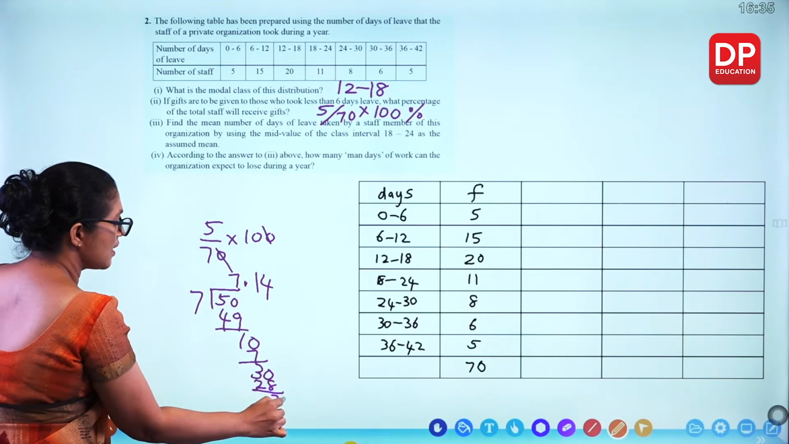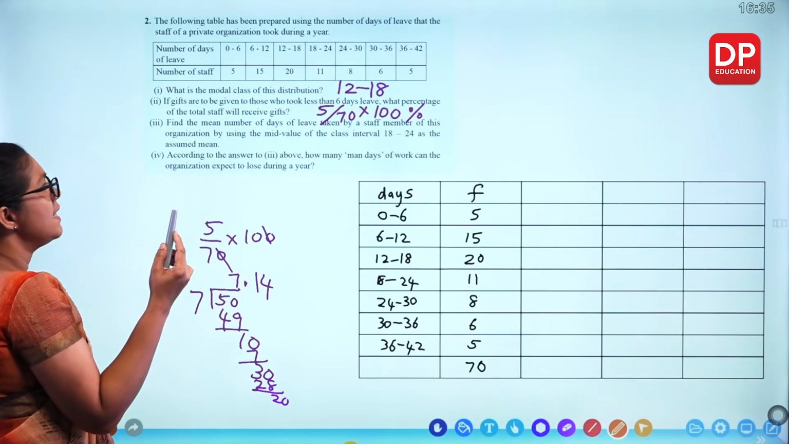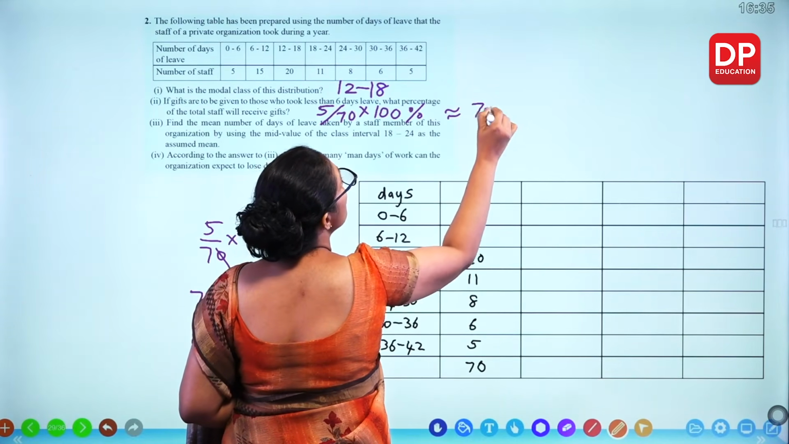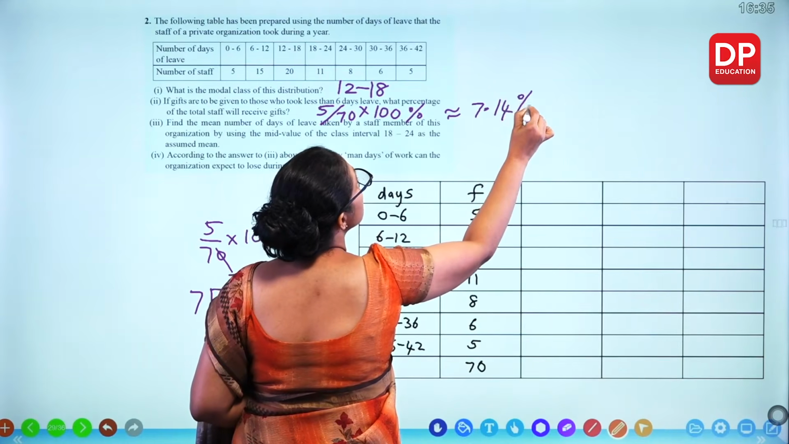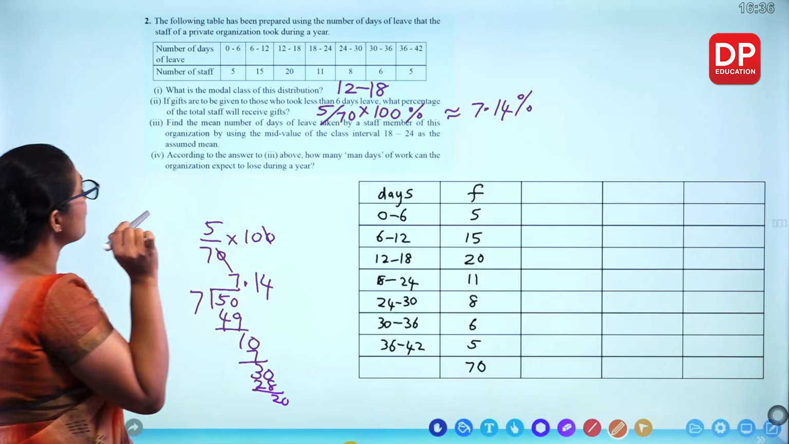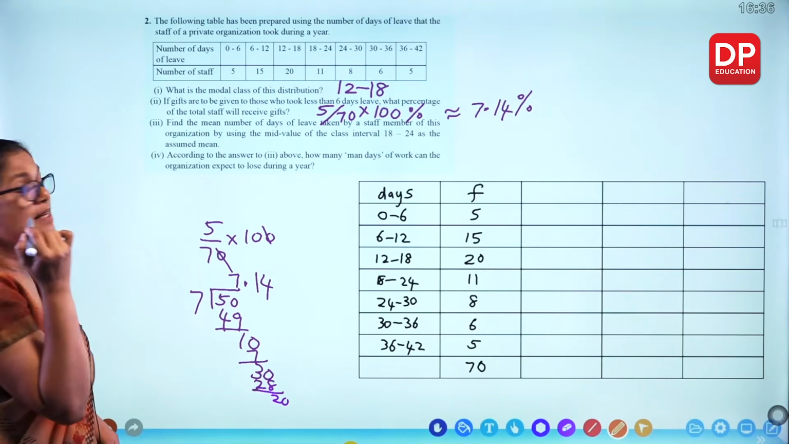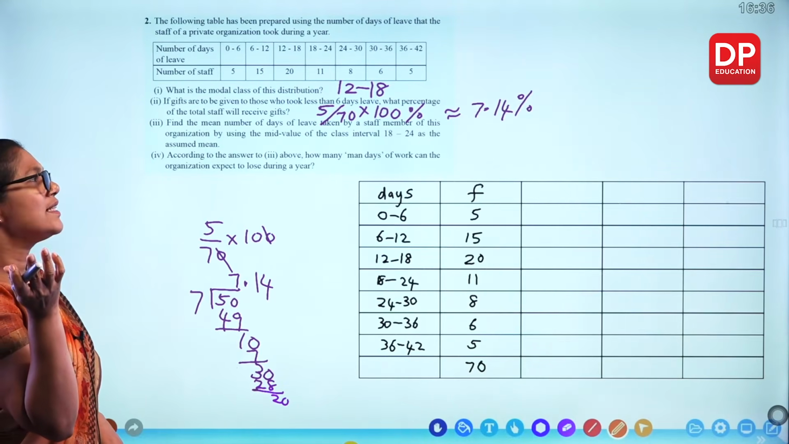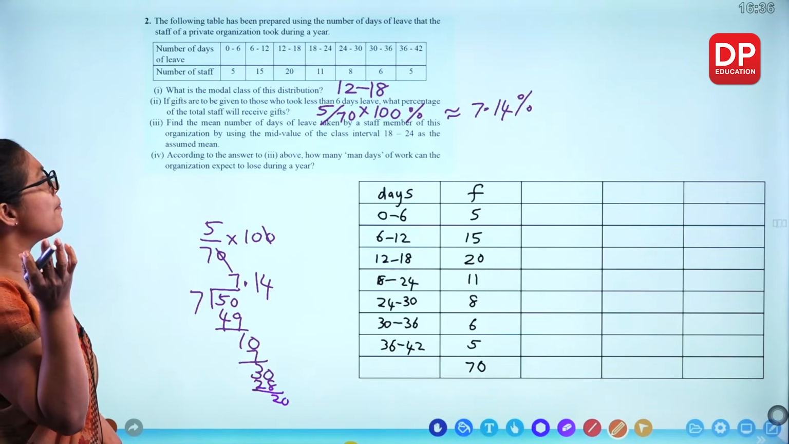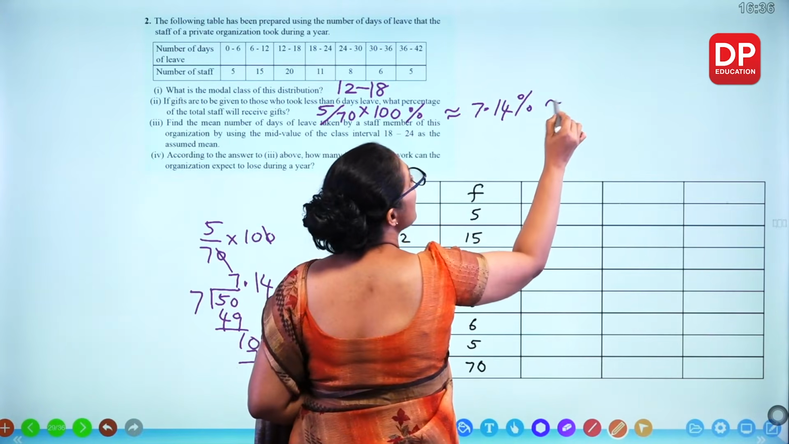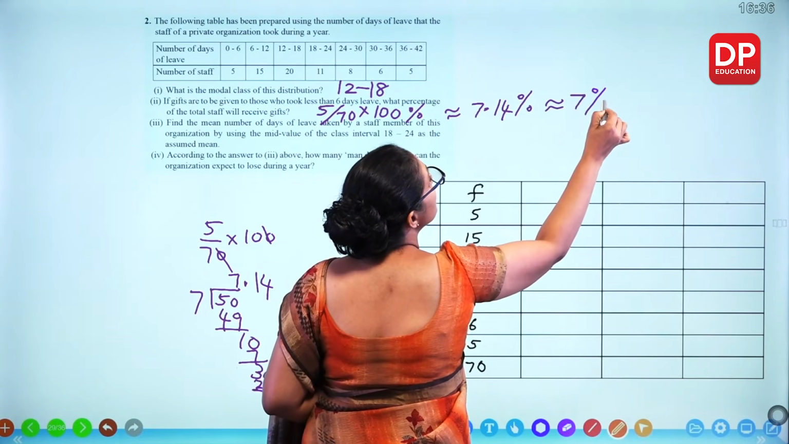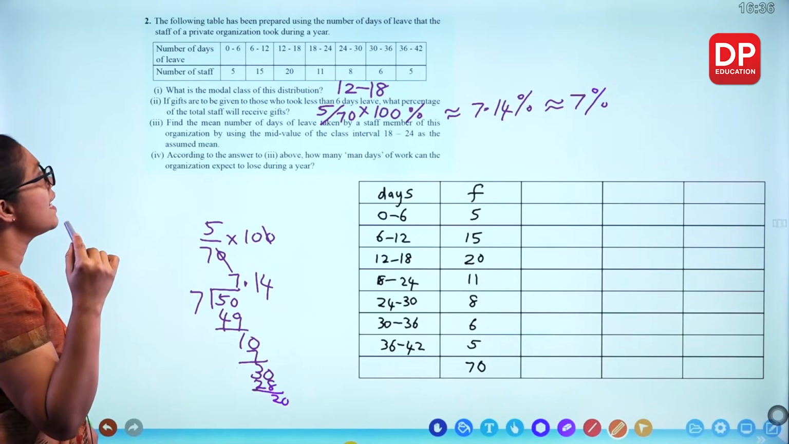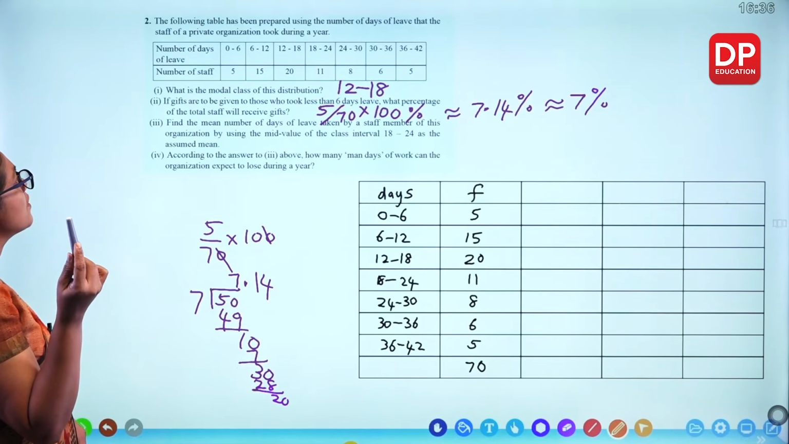So keep on going. Roughly 7.14%. This is about the number of people, so roughly 7%. You can't say 7.14 people, so roughly you can write 7%. 7 staff members out of 100 get the gift.